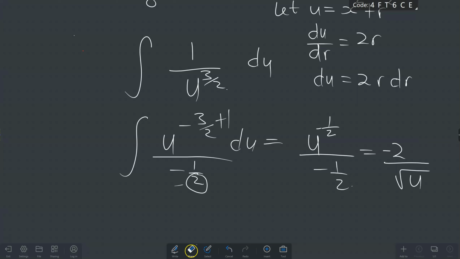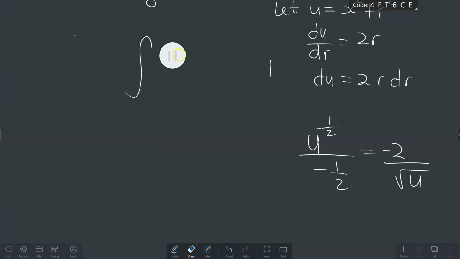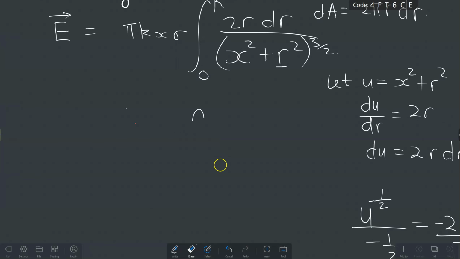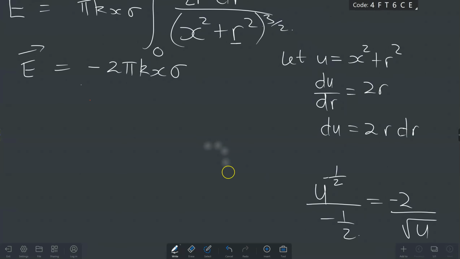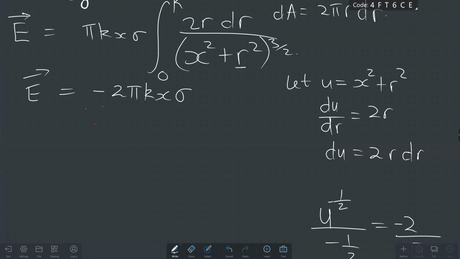We know what u is. So we have E equals minus 2 pi k x sigma over the square root of u. But what is u? u is x squared plus r squared. So this is what we will get in the end, right?